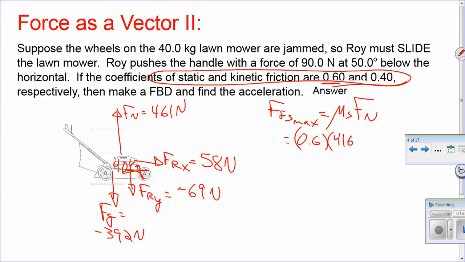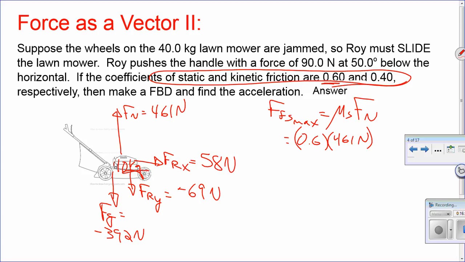Let me pause for a minute. Oops. First of all, because I wrote that wrong. Secondly, notice the fact that Roy is pushing at an angle affects a lot of things. First of all, it means that not all of the 90 newtons of Roy pushing goes into making it move, right? All right. Secondly, indirectly, he's making it harder to push the mower. Why?